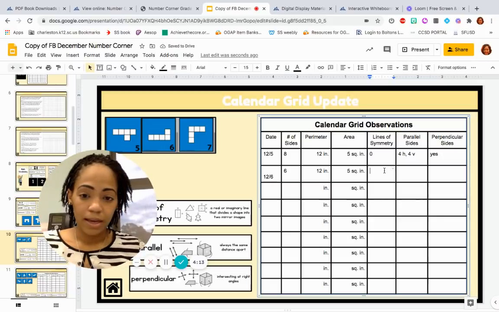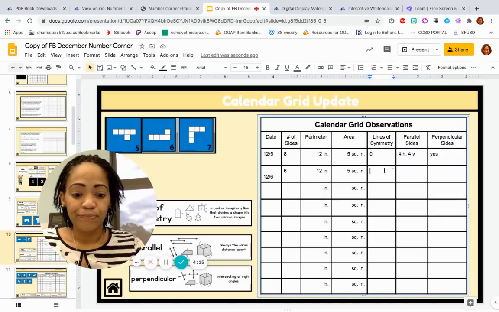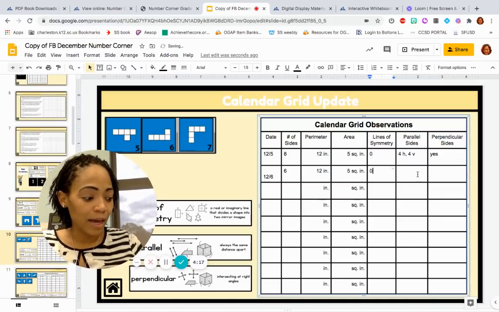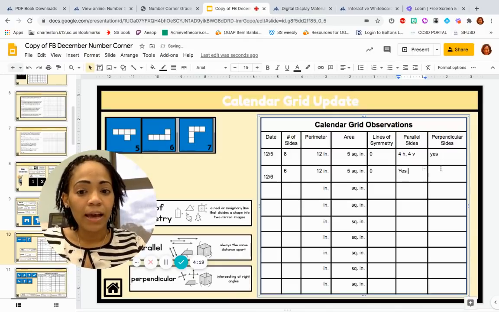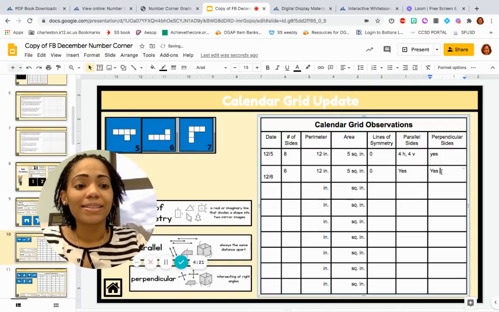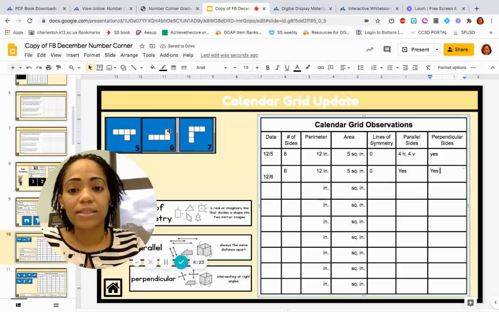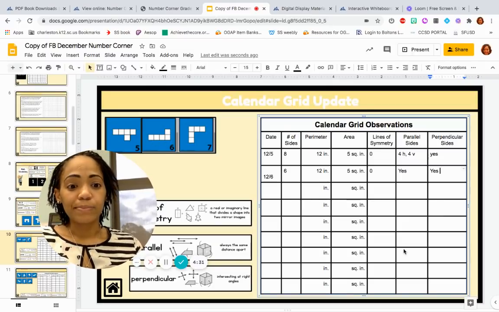Does this have a line of symmetry? No, it does not. But it does have parallel sides, and it does have perpendicular sides. So this side's parallel to this side, as well as this side's parallel to this side, and then we have some horizontal sides that are parallel as well.